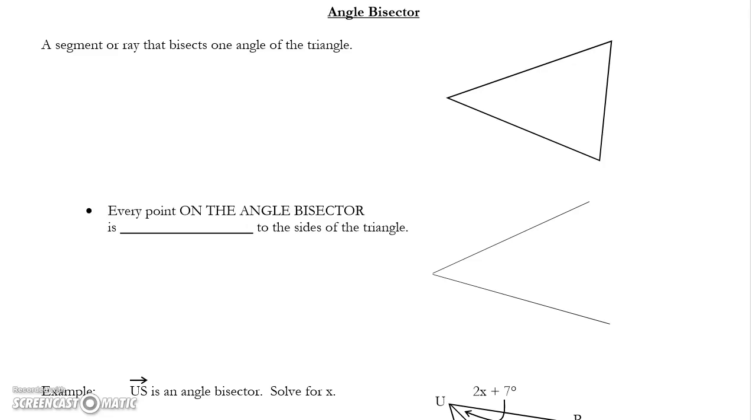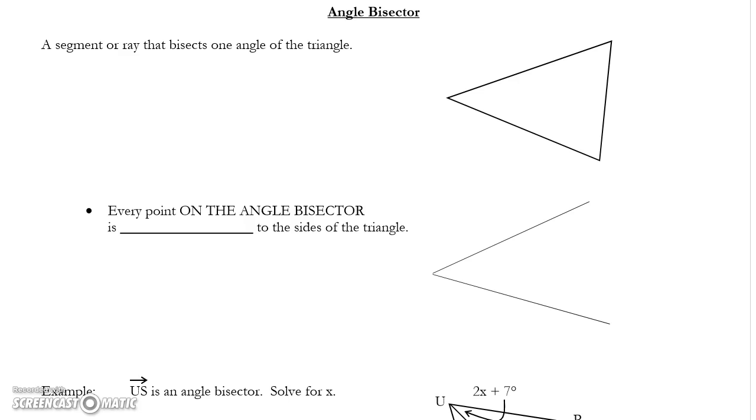Angle bisectors are the last special segments, or special parts of triangles, that we're going to study in this chapter. So, what is it? It's a segment or ray that bisects one angle of a triangle. We already know a triangle has 3 angles. We know what an angle bisector is: it cuts an angle into 2 congruent angles.